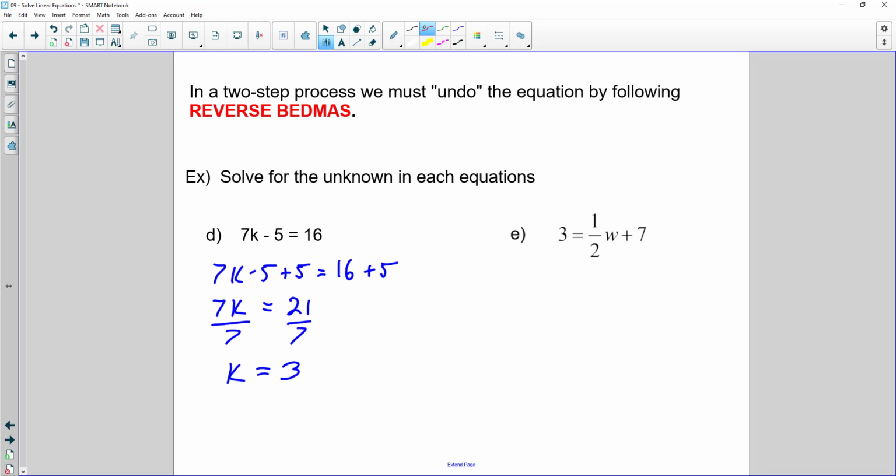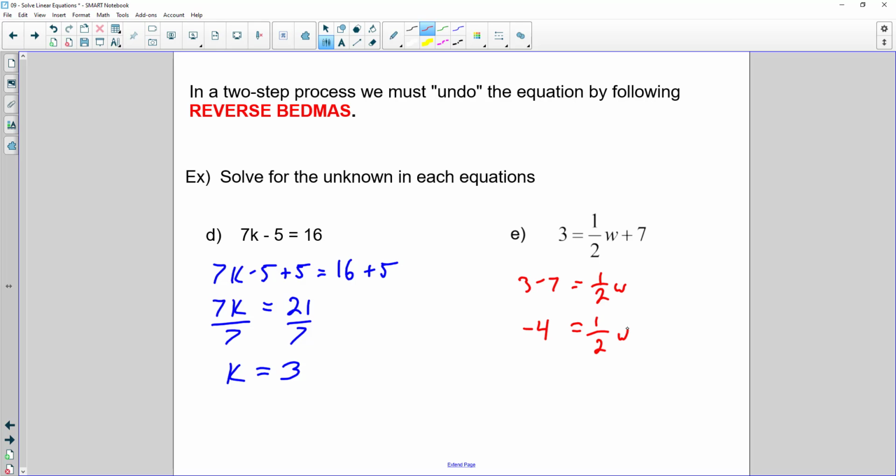So similar to the last one, first thing I'm going to deal with is the addition subtraction. So I'm going to subtract 7 from both sides. So I'm going to have 3 minus 7 is equal to 1/2 w plus 7 minus 7. So those are going to cancel. I'm going to start speeding things along here, so I'm not going to write that down. If you would like to, you can. So we're left with 3 minus 7. So that's going to be negative 4 is equal to 1/2 w.